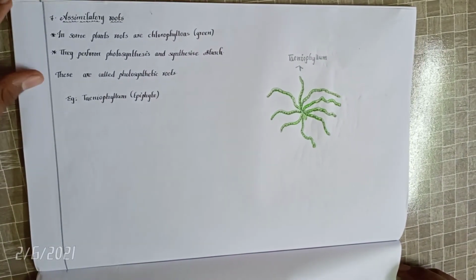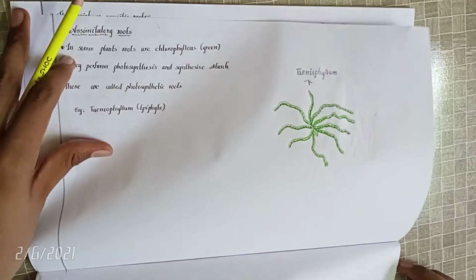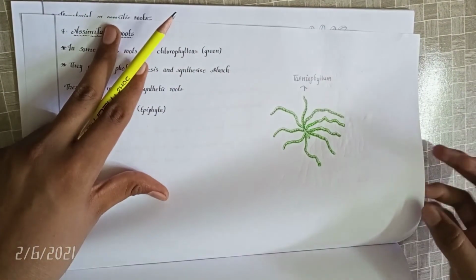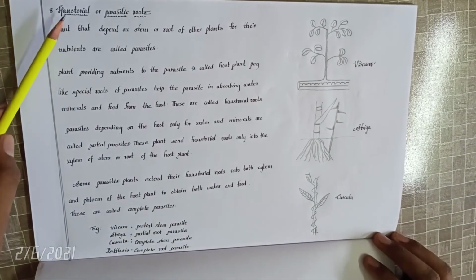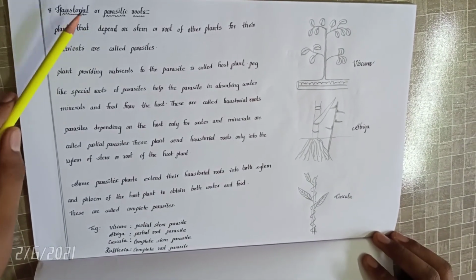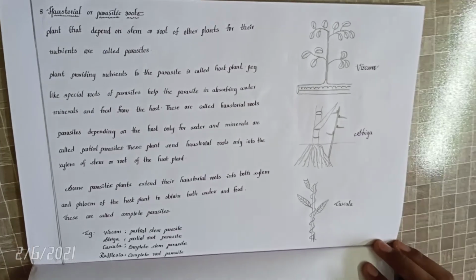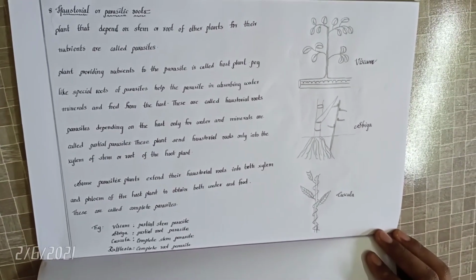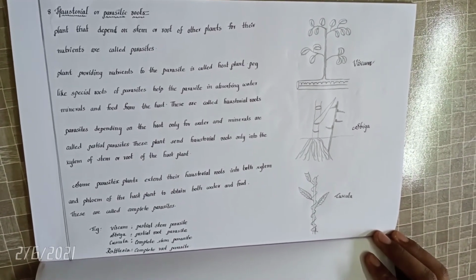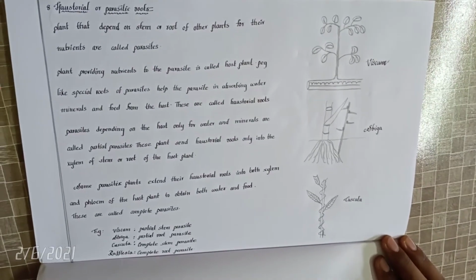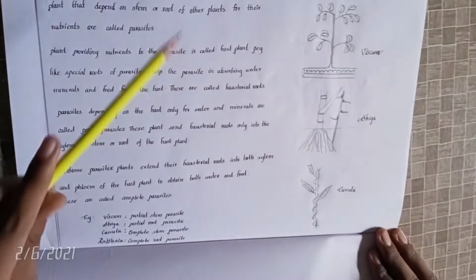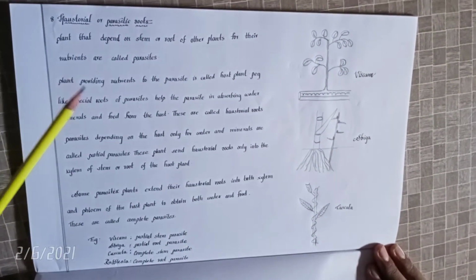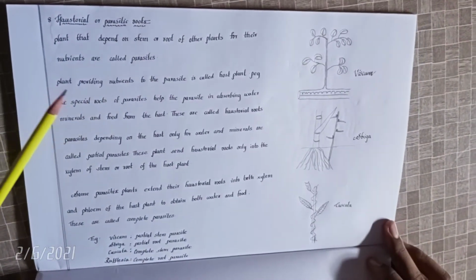And the next type of root modification, the last one, is the haustorial roots or parasitic roots. What are the haustorial roots and the parasitic roots? What is meant by first, parasite? The plants that depend on the stem or the root of other plants for their nutrients are called parasites.